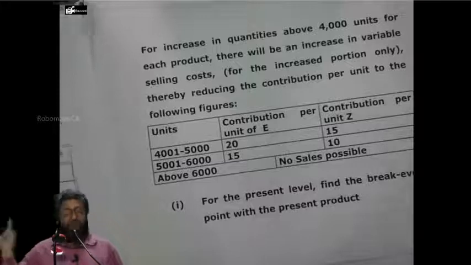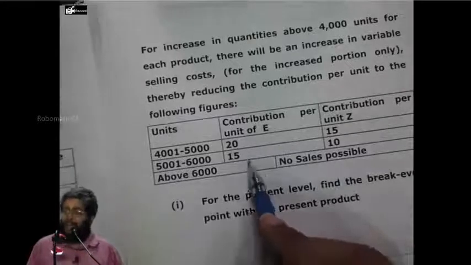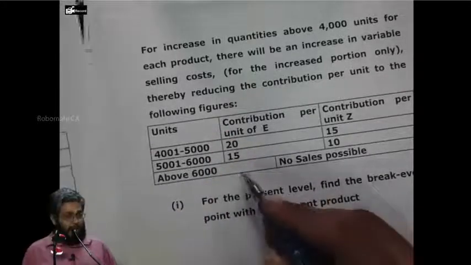I want to sell more than 5000, what is the contribution? 15. For units above 5000, the contribution is going to be how much of base here?